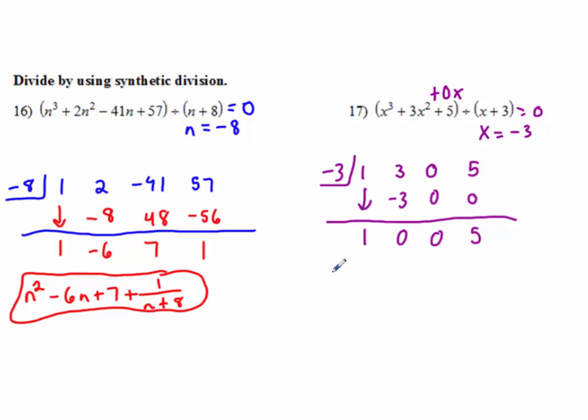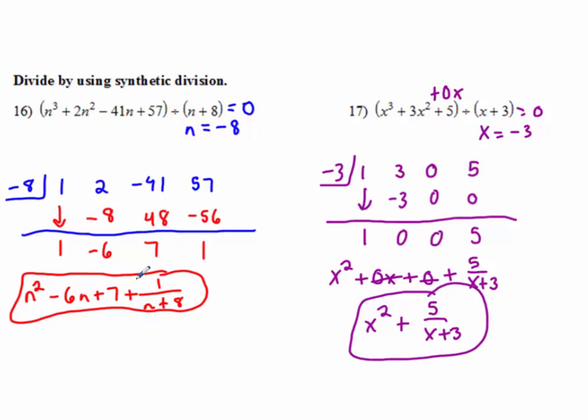So our answer is 1x squared plus 0x plus 0 plus our remainder 5 over x plus 3. But we don't really need the 0x and the 0, so it's really x squared plus 5 over x plus 3. So either write it out this first way and then realize those zeros don't need to be there, or just remember the last number was our remainder, so that's why we had to put it over x plus 3. We wouldn't put x squared plus 5. We have to leave it as our remainder.